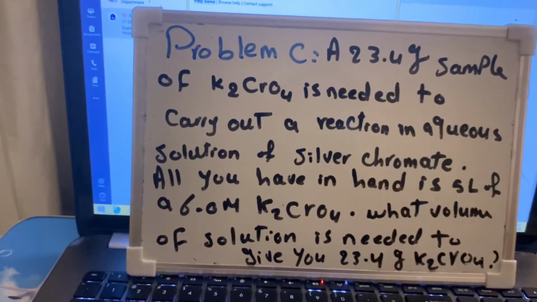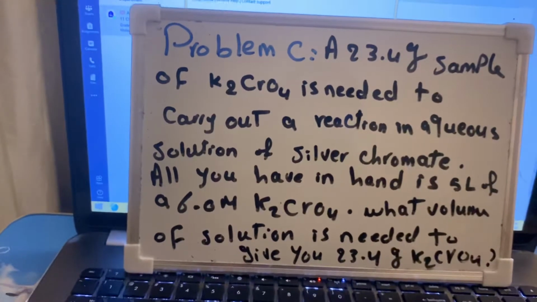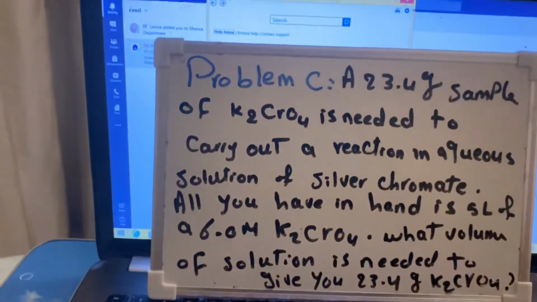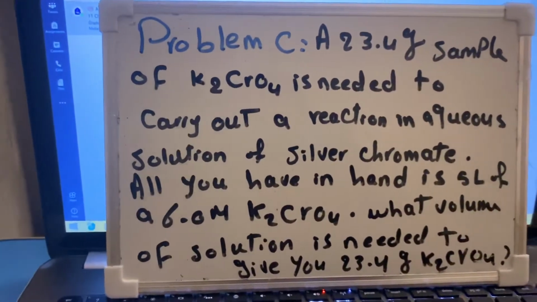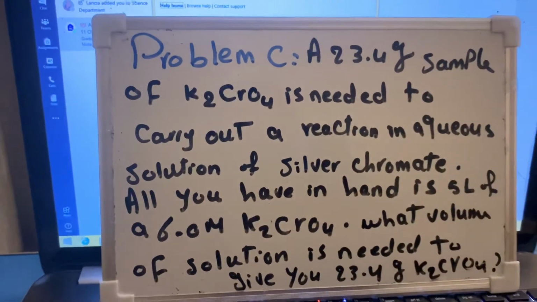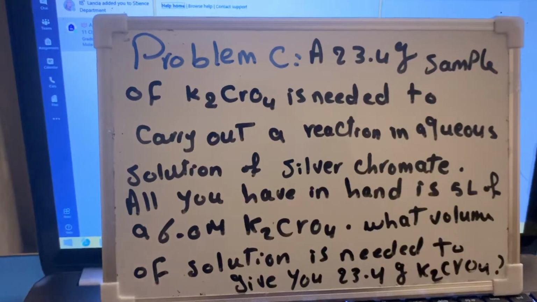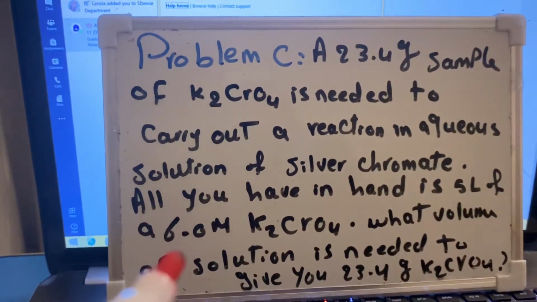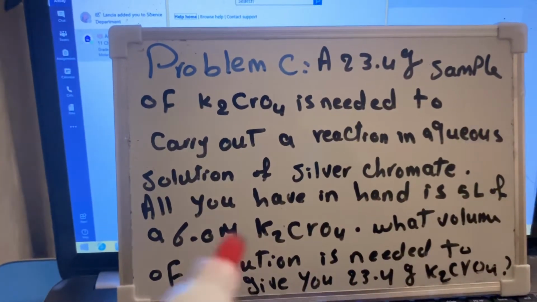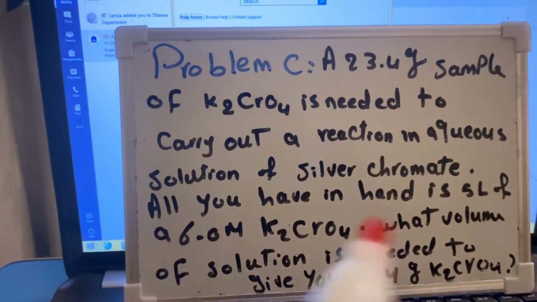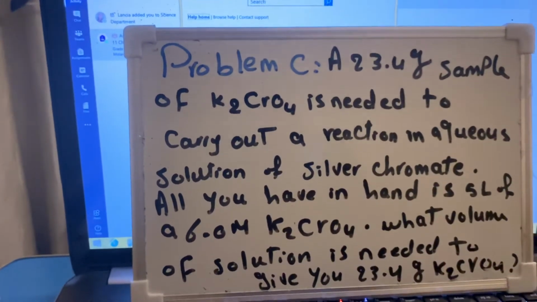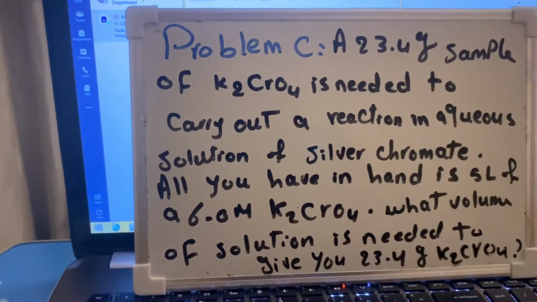As you can see, K2CrO4, which is potassium chromate, is the solute in the solution. So the mass of solute is given, which is 23.4, and the volume of solution is given, which is 5 liter, and the concentration of solution is given, which is 6 molar. So I have here the mass of solute, concentration or molarity of solution, and volume of solution. And we are trying to find out the volume of solution.